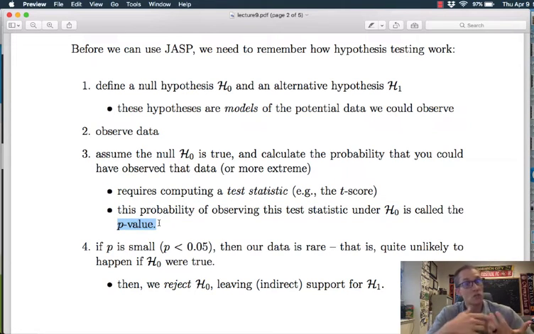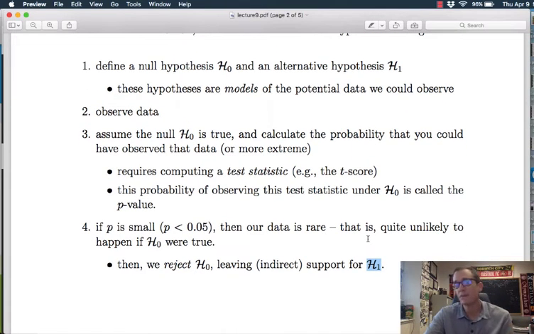Now, if that p-value is small, so we usually set 0.05 as our threshold for small, but of course there is some argument about what really is small when it comes to p-values. If that p-value is small, then that means that our data is rare. That is, it is quite unlikely to have happened if the null were true. And so if our data is rare, well, we have the data here, so it must be the case that it was the hypothesis that was wrong. So we reject the null, and that leaves us with indirect support for the alternative. So this should not be new to you. This is exactly how hypothesis testing works, and this is what we've been doing all along.